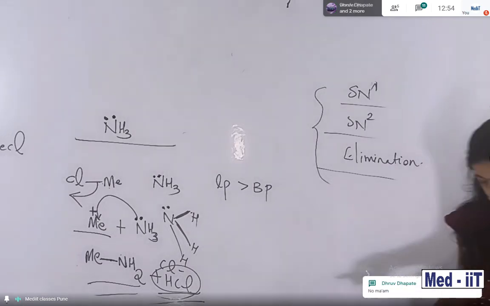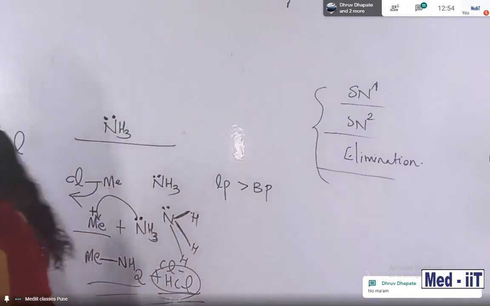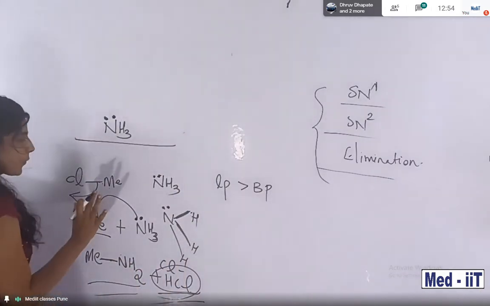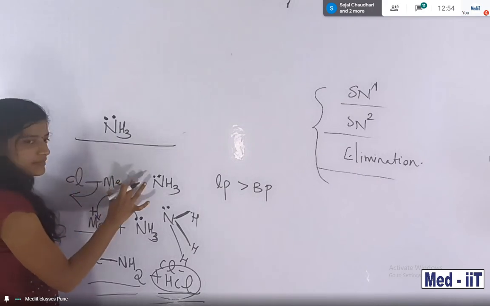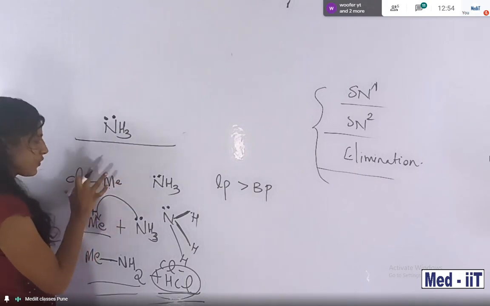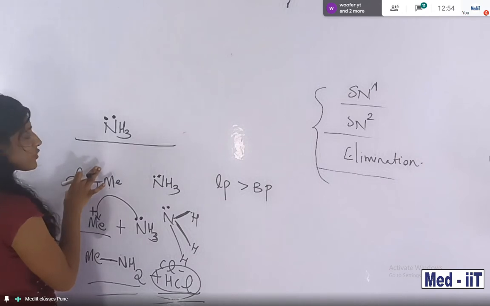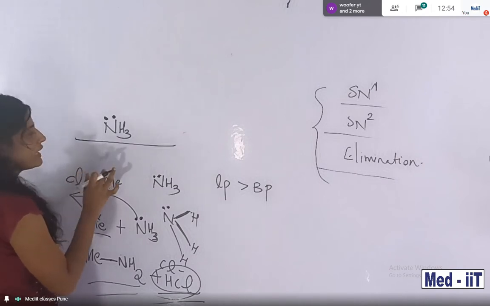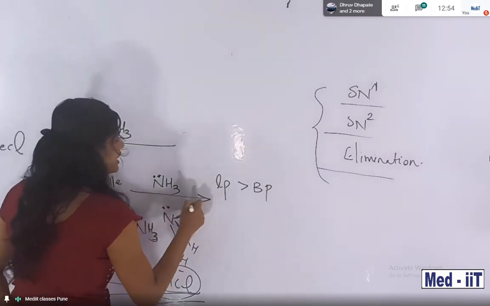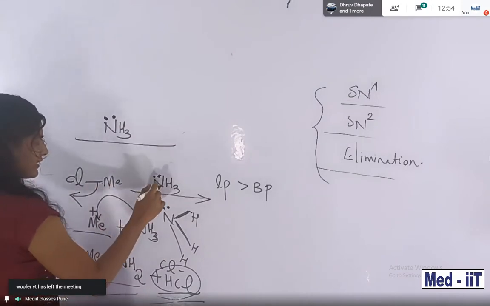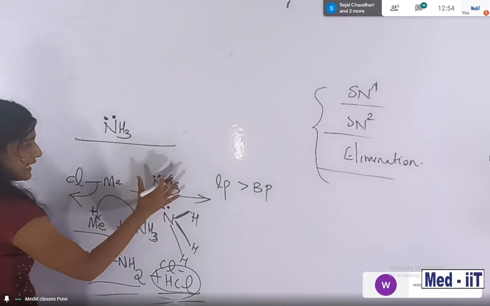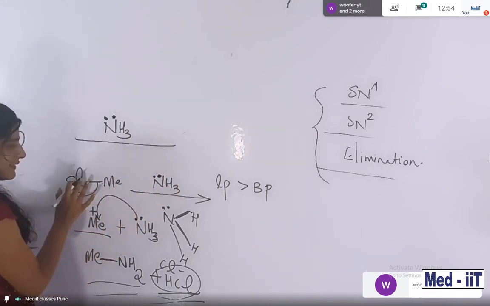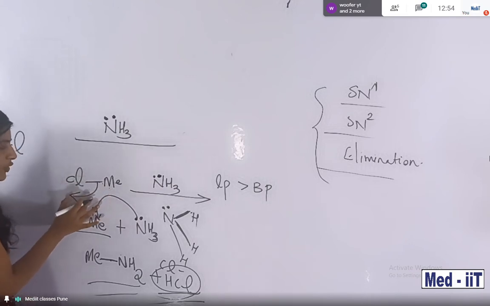Okay, once again I will repeat, don't worry. Look, where is your problem? First of all, we have Cl and methyl. Okay, this is your reactant. Then NH3 is your reagent. Okay, what happened? Due to this influence, this chlorine is your leaving group, right? So chlorine is going to leave.